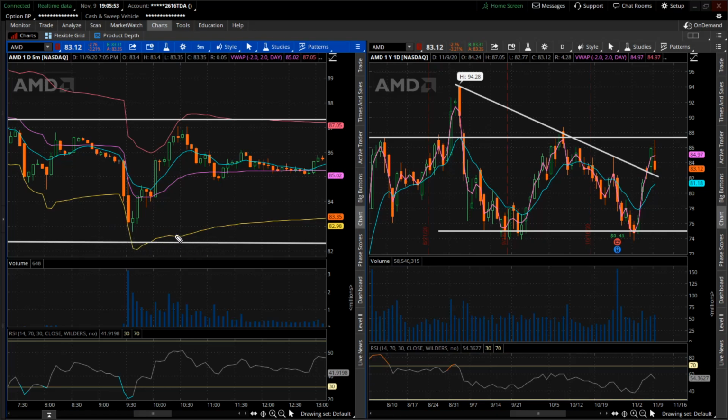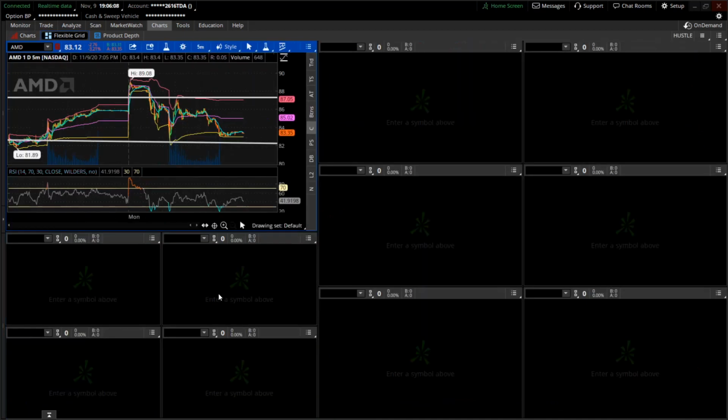And also, if you could try to catch the bottom, there is support here. If you take a look at this bottom white line, this white line is based on the support on the daily chart. But either way, I don't want this trade. So I'm flipping through my charts. I'm on my flexible grid usually.